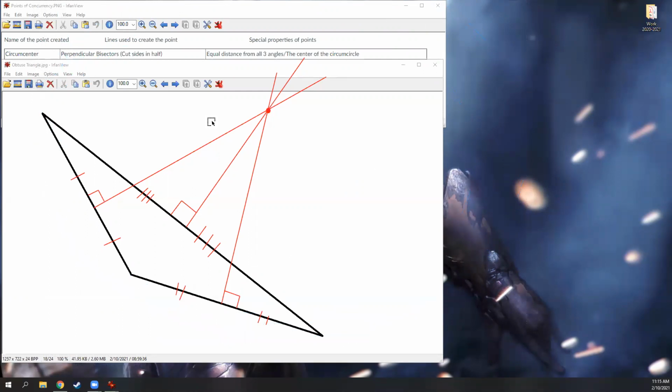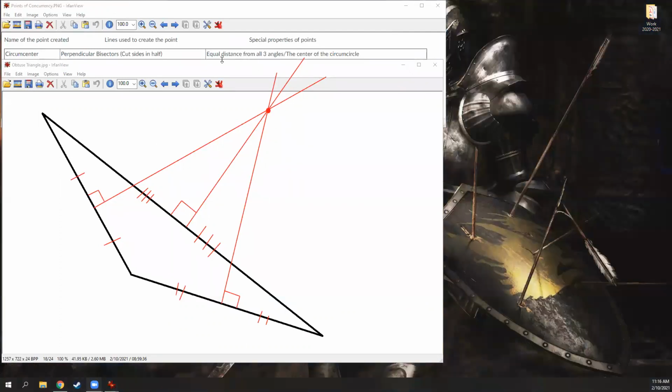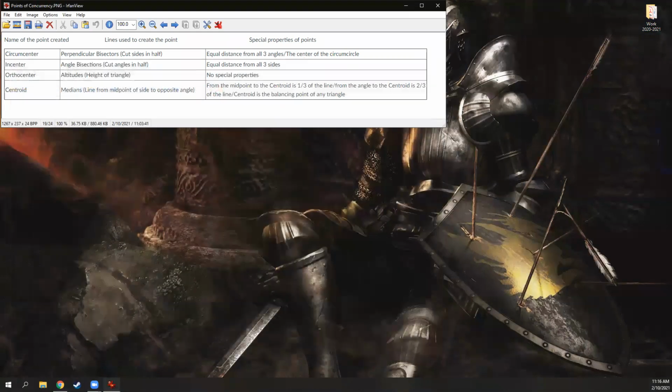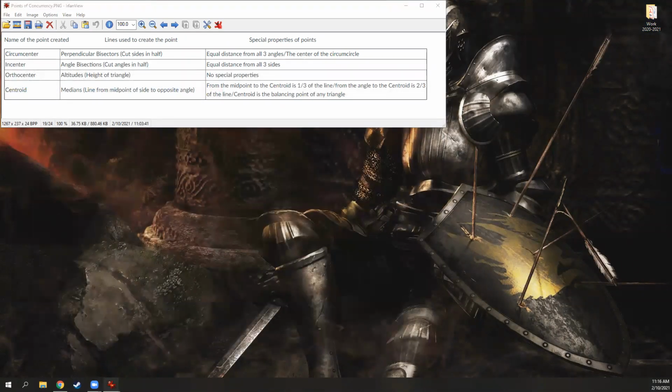So again, that's not really the important part. The most important part is, by far, that it is equal distance from the three angles. And I'm going to show you some problems based on it, but I just wanted to explain the notes first. So, all right, let's move on to in-center.